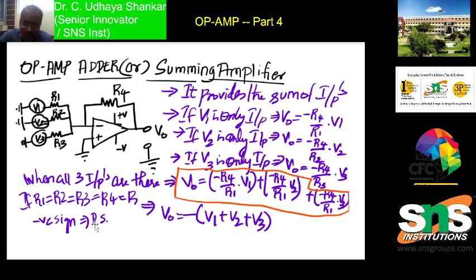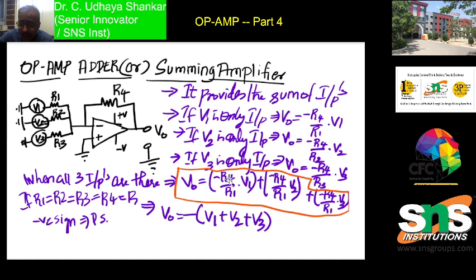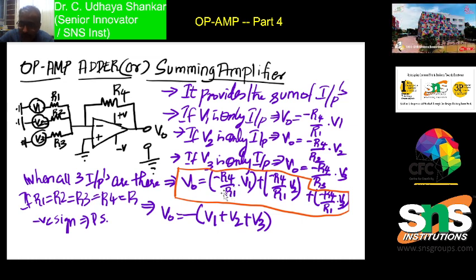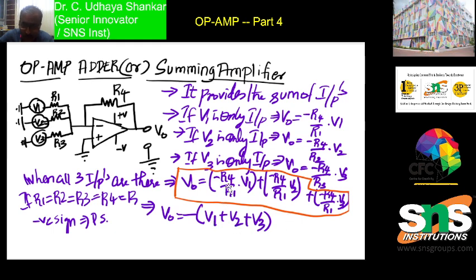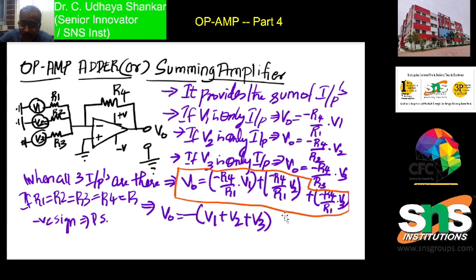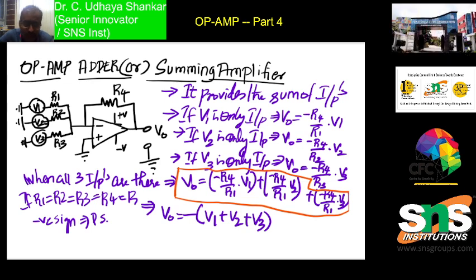Averaging amplifier in the sense, suppose instead of R4 by R1 equal to 1, if R4 by R1 equal to 1 by 3, and if I am able to set R4 by R3 equal to 1 by 3, then we will get V1 plus V2 plus V3 divided by 3. Okay, if R4 by R1 is equal to 1 by 3, then you will get V1 plus V2 plus V3 divided by 3, which gives the average of the 3 inputs. So this is what I have written in the next slide.